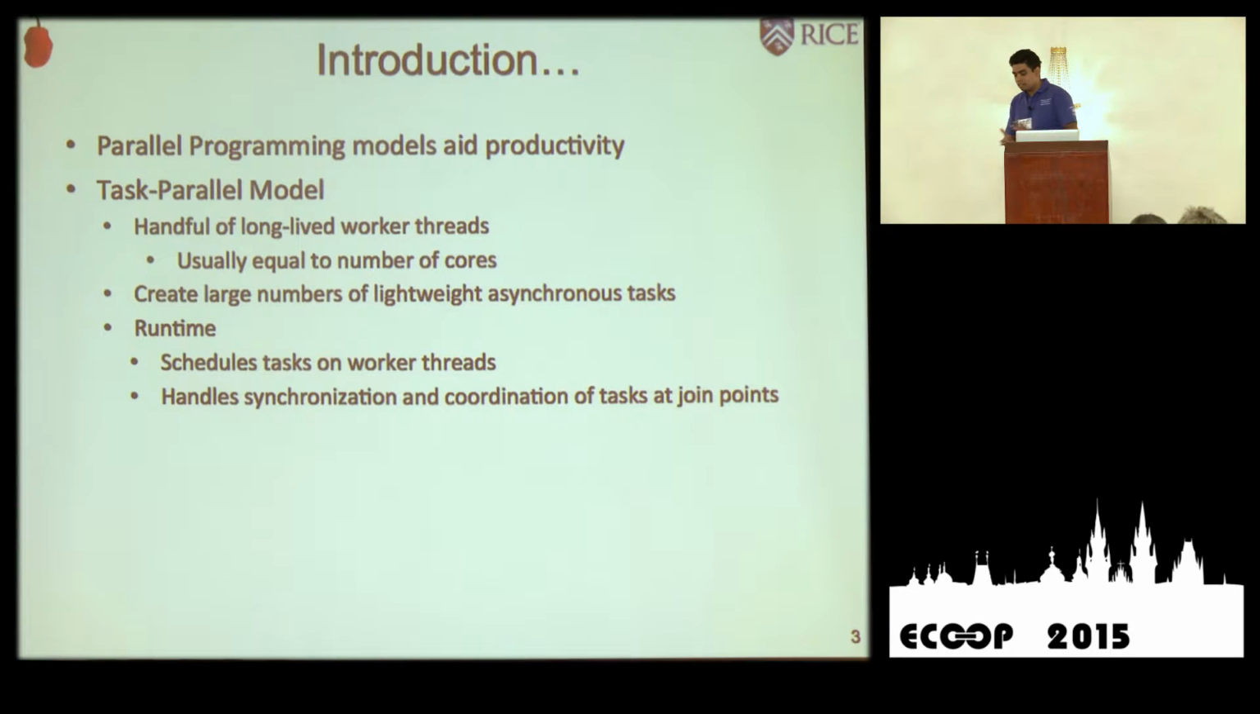So what the research community has come to do is that we can build parallel programming models that can simplify writing parallel programs and aid with productivity. And one of the most common programming models is the task parallel model. So the idea here is that you create lots of asynchronous tasks. These are lightweight, and then they run on a fixed number of worker threads, and these numbers are usually much smaller. And then the runtime is responsible for scheduling these tasks on these worker threads. And if there is any synchronization or coordination needed between these tasks, the runtime is going to handle that for you.